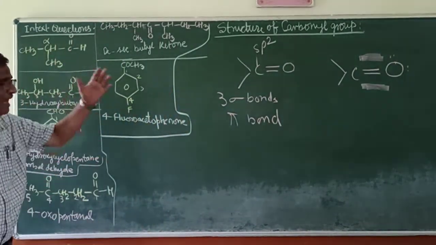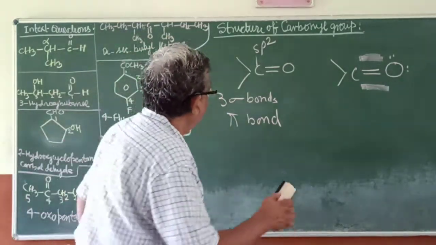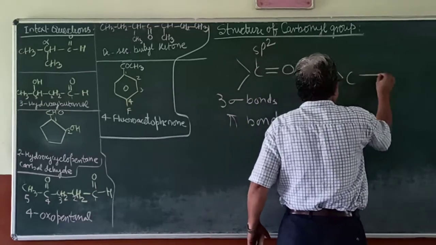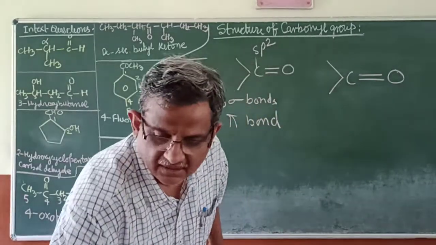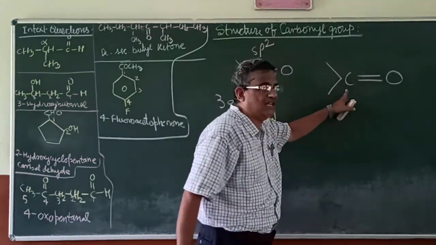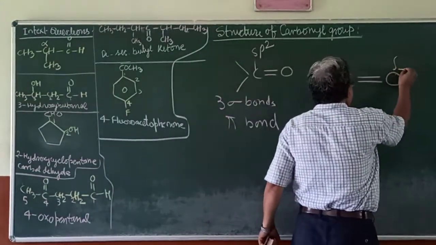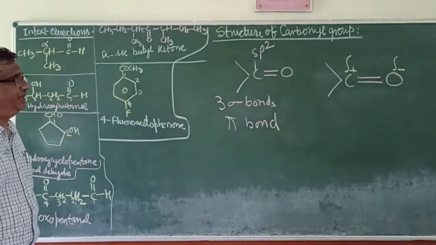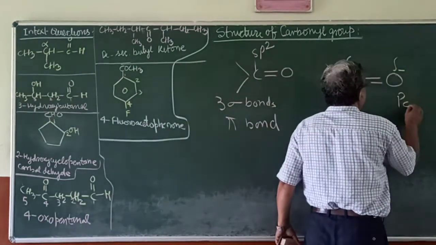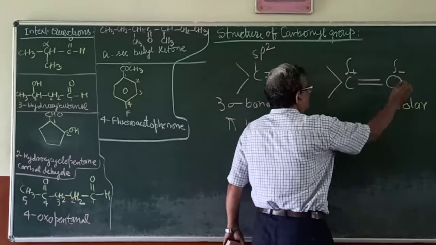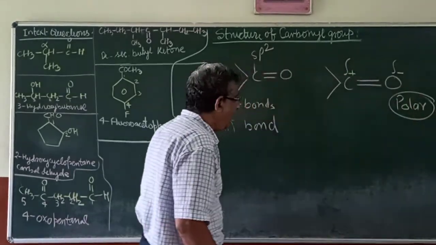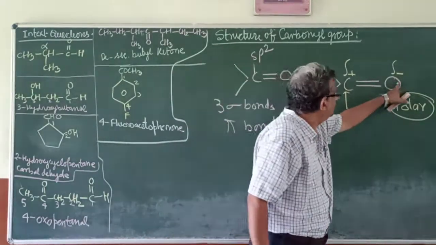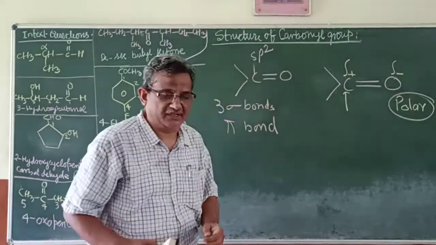Now, what happens here? Oxygen is more electronegative than carbon. It acquires a slight partial negative charge, and carbon becomes partial positive. Due to this the bond is called polar, polar in nature. And this carbon becomes the electrophilic center and this becomes the nucleophilic center.